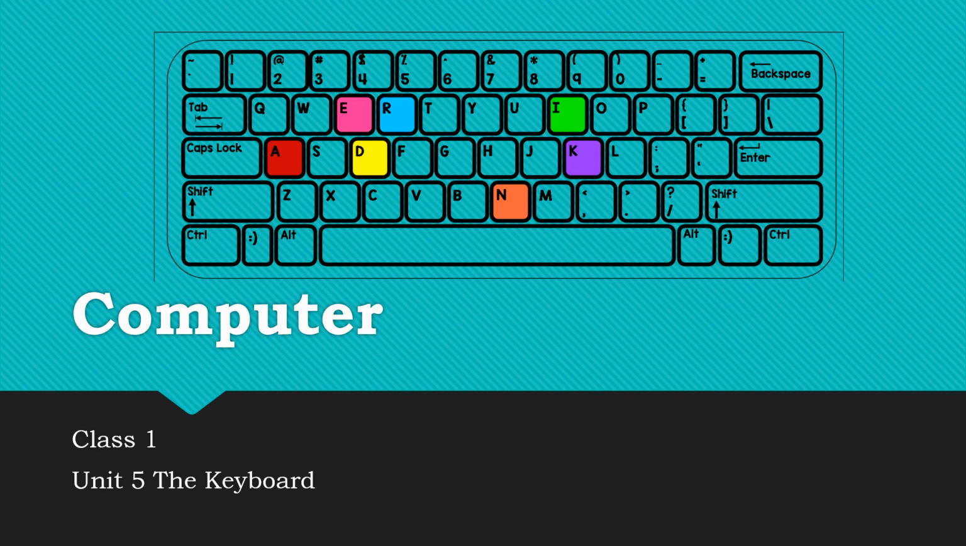In the previous videos, we learned how to turn the computer on and off. After turning on the computer, you would like to work on it. To work on the computer, you must know about the keyboard. So today I am going to explain the keys of the keyboard. Today's topic is unit number 5, the keyboard.